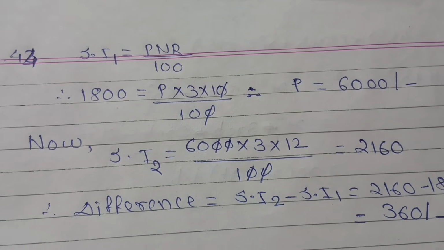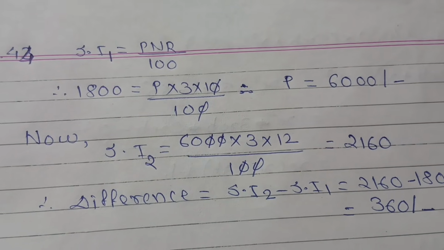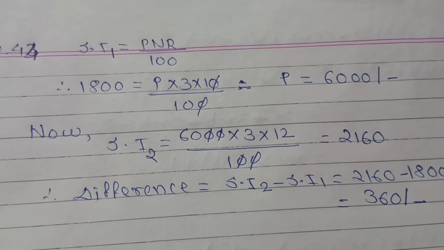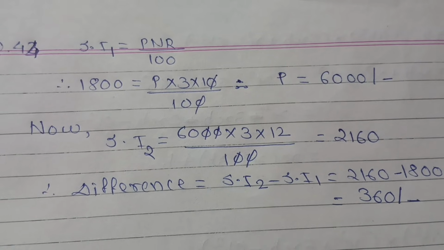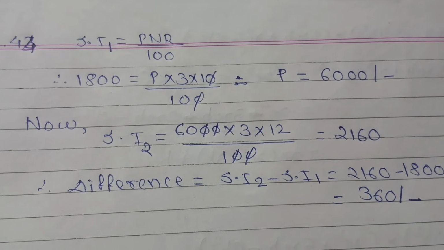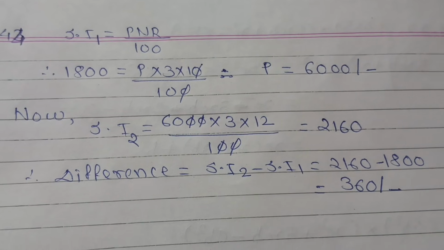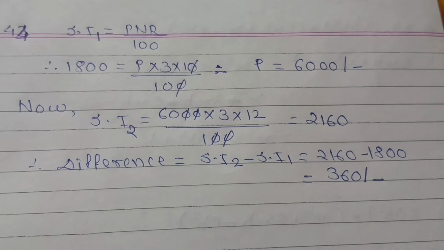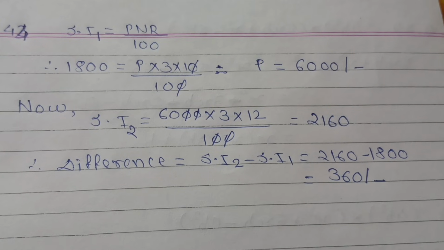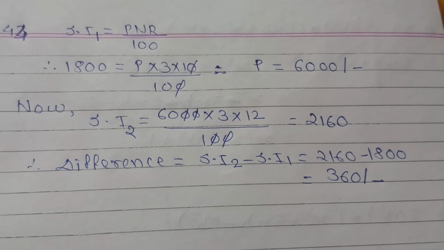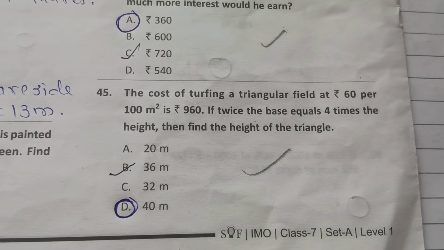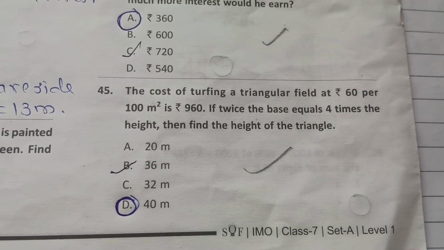Simple interest earned in the first case is given as 1800. So putting the values in the simple interest formula, we get the principal 6000. Now with the same principal, same time period, and at a rate of 12% per annum, we can calculate the interest in the second case. It will be 2160. Now the difference of the two interests will be 360. So option A.